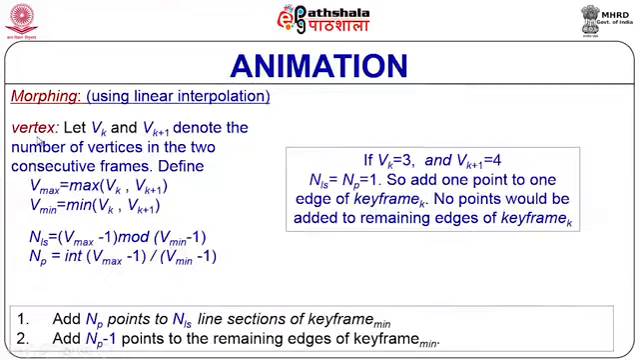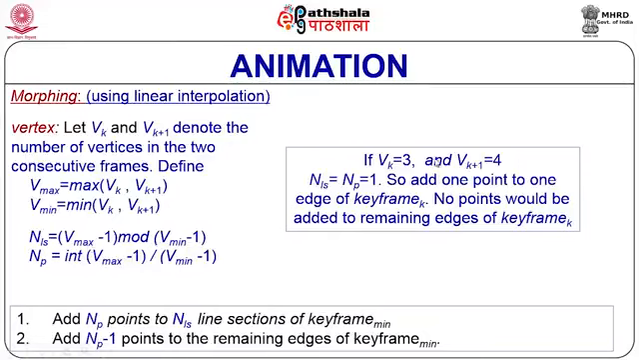Similarly, you can use vertices. Let Vk and Vk plus 1 be the number of vertices for the kth and the k plus 1th keyframe, and similarly you can define Vmax and Vmin. Maximum is the higher number of vertices, minimum is the lower number of vertices. NLS is the number of line sections, NP is the number of points. We have done a similar thing here, but because this is vertices and the previous one was edges, either thing you can try.